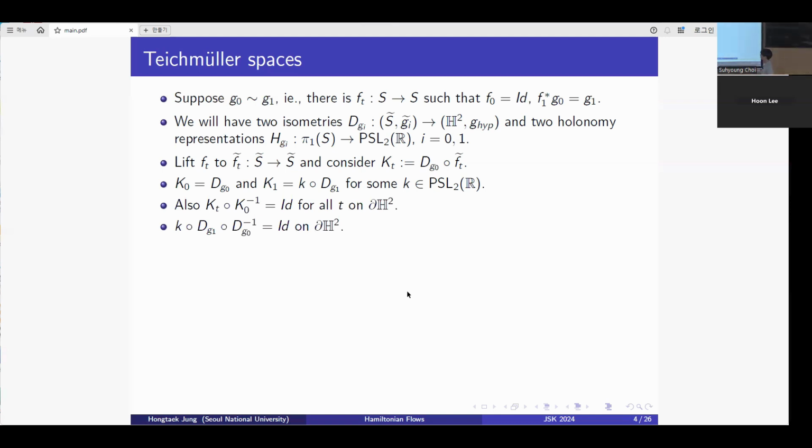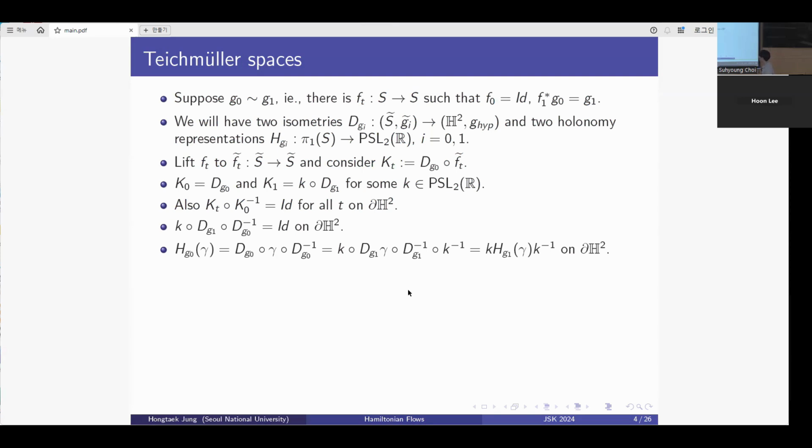So at time 1, particularly, we have this. And let's see what happens to our holonomy representation. By definition, your holonomy representation can be written as this. But if you restrict yourself to the ideal boundary, by using this relation, we can write it down as this. And this is nothing but the conjugation of your first holonomy representation by our isometry K.